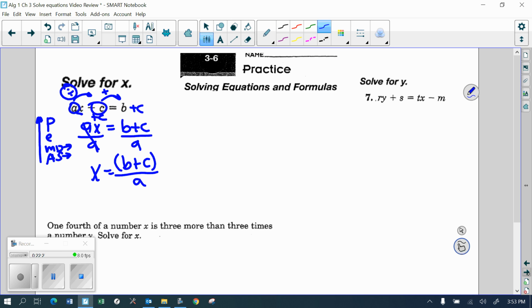Okay, over here, solving for y, as it says. So I get y by itself. Again, the opposite of addition is subtraction. The opposite of multiplication is division. I know I do subtraction first. So I have ry equals tx minus m minus s. Again, there's no s on the right side, so I can't line it up under any of those terms. And last step, I'm solving for y, so I got to divide the whole thing by r. And there's my answer.